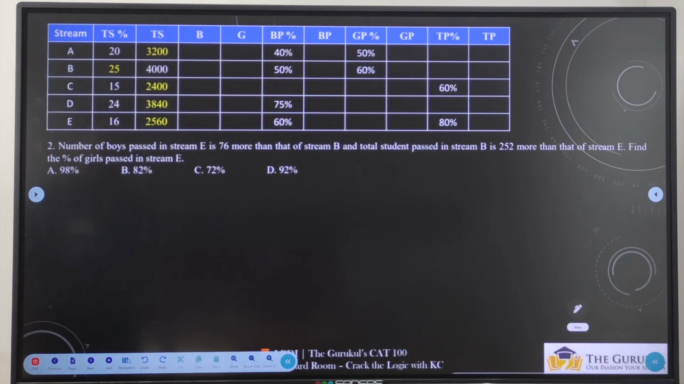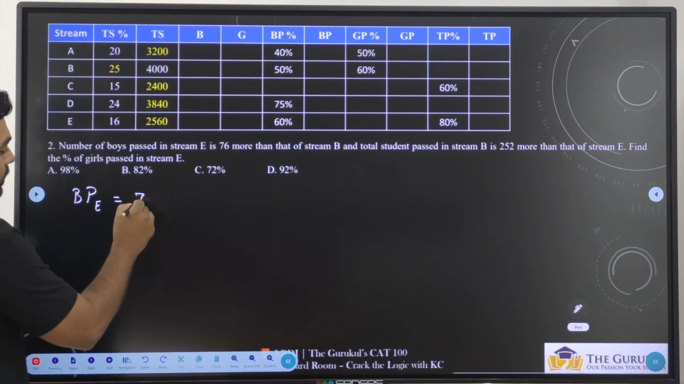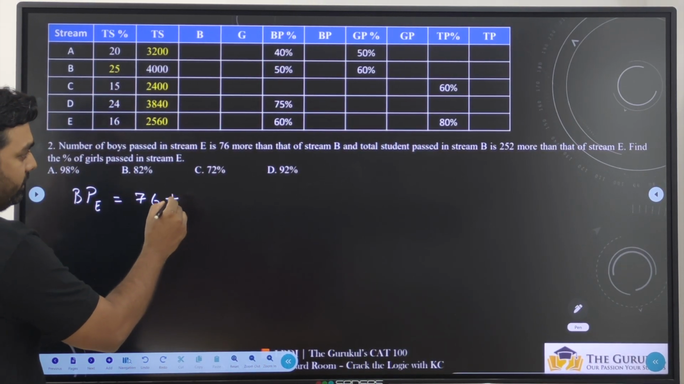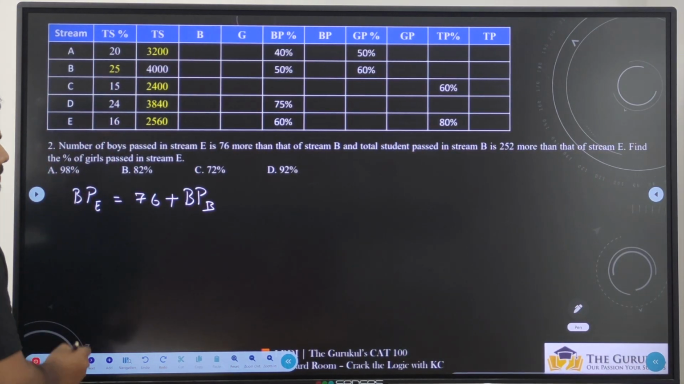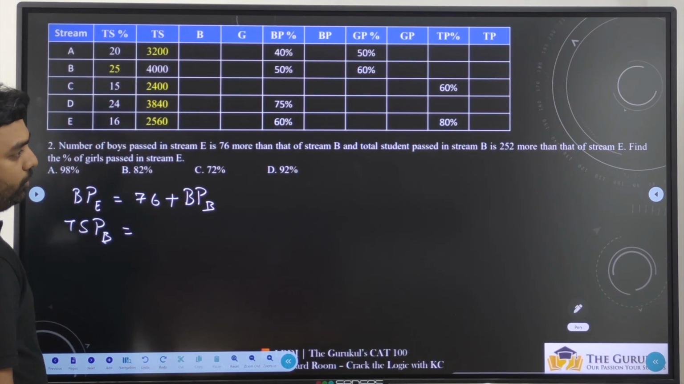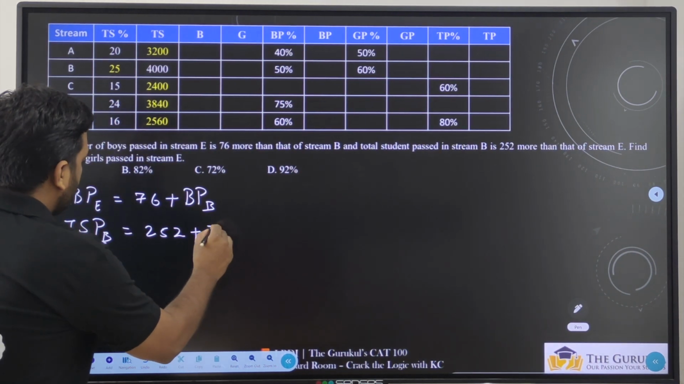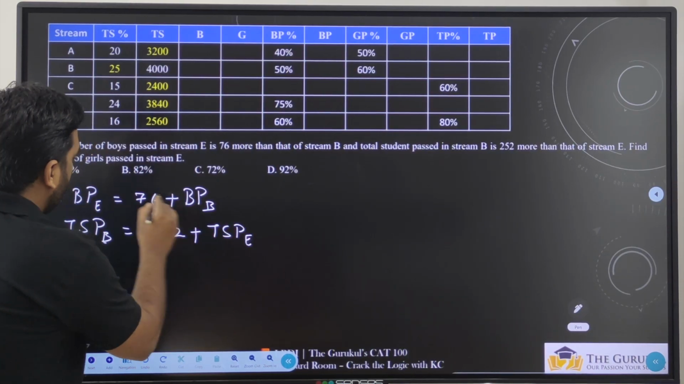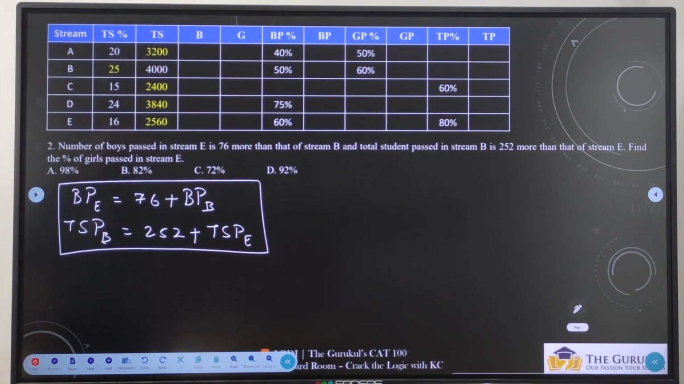Let's look at the next one. Number of boys passed in stream E. So boys passed in stream E equal 76 more than that of stream B boys passed. Total students passed in stream B equal 252 more than the number of students passed in stream E. This is the basic information we already have. Using this too, we need to find the percentage of girls passed in stream E.